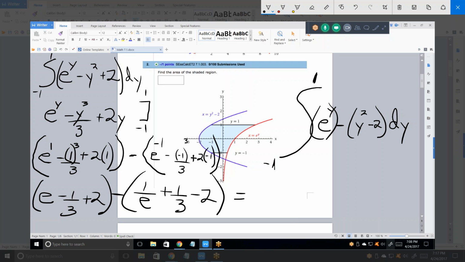So what's this end up being? Let's see. We got e minus 1 over e. I'll start there. I got minus 1/3 minus another third. That's minus 2/3. And I got plus 2 plus another 2, plus 4. There's our answer, pretty much.